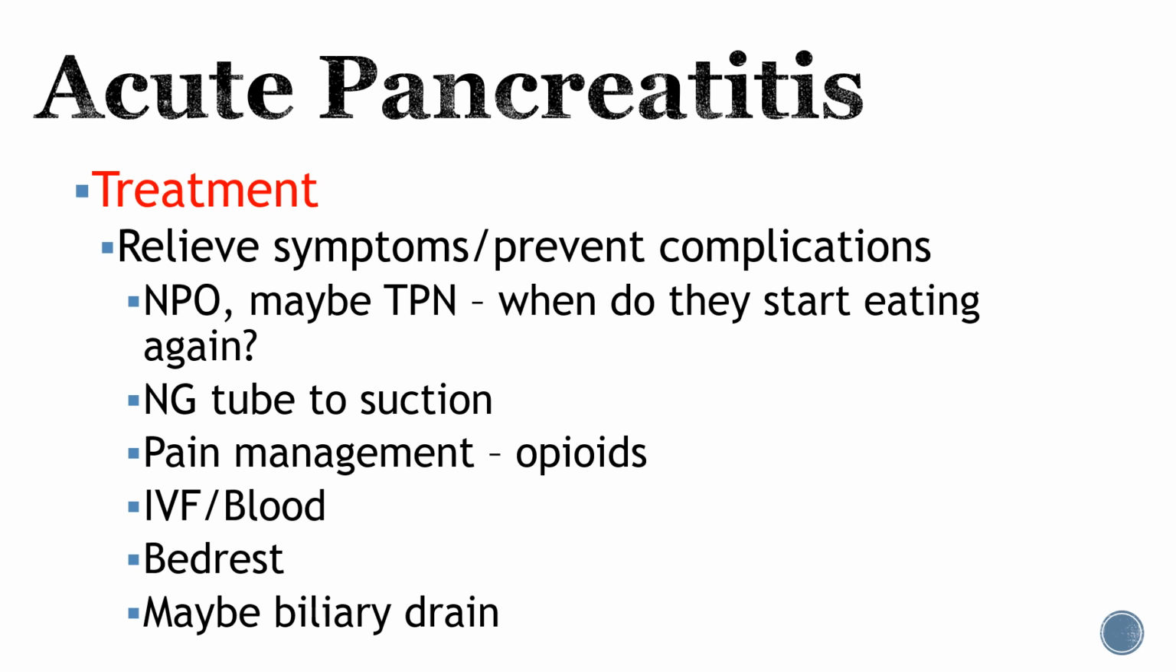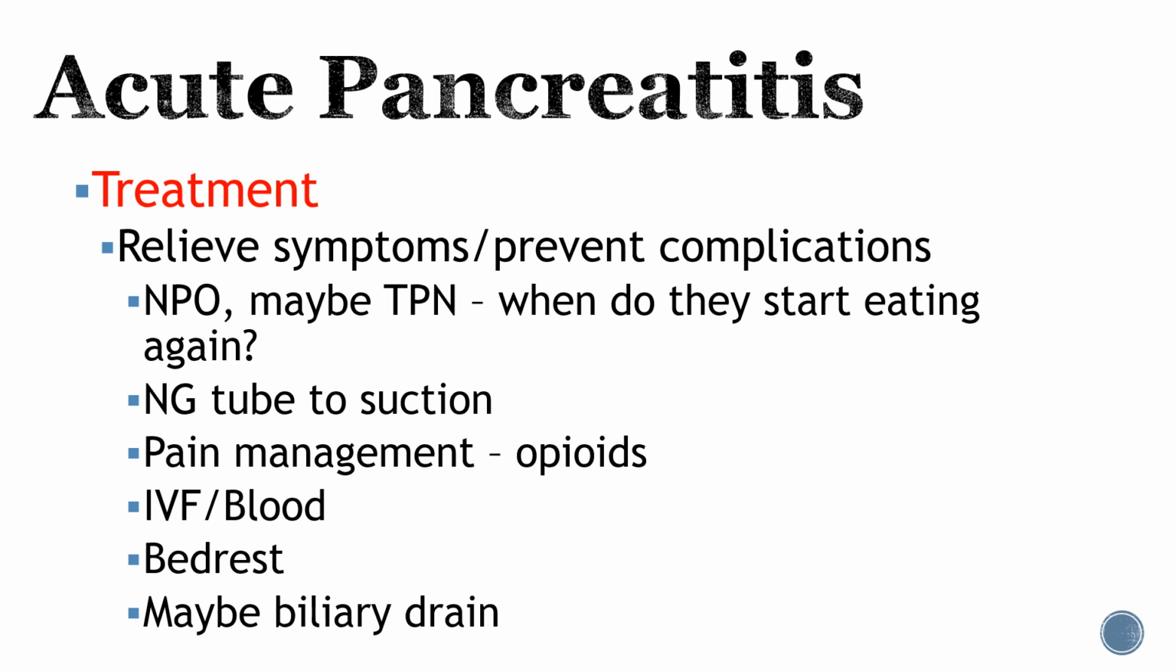Treatment: what are we going to do for these clients? The best thing that we can do is make them NPO. The reasoning behind that is because every time they eat, their pancreas tries to secrete enzymes. So if they're not eating, we're technically resting the pancreas. We need to do this until their pain has subsided. When they start eating again, we start with clear liquids, slowly introducing foods, a bland, kind of low-fat diet, because we don't want to stimulate the pancreas and the gallbladder and all of that too much.